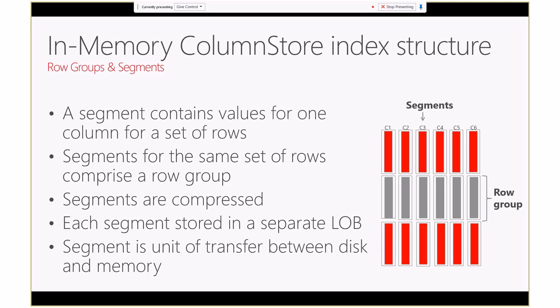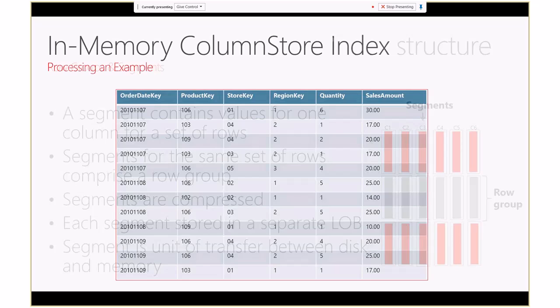And each of those segments is compressed at the time that the index is built, and then they're stored as large objects on disk. And the unit of transfer is that segment. So read and write to disk is going to be a segment size. So how does that look? What does that mean in terms of what happens to a table?